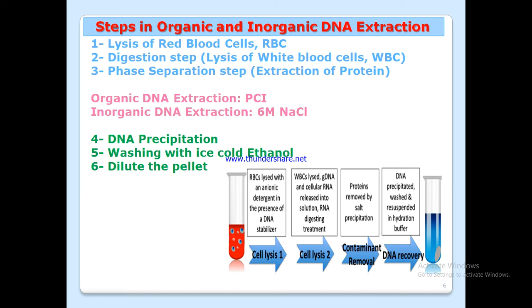Steps in organic and inorganic DNA extraction: 1. Lysis of red blood cells (RBC). 2. Digestion step: lysis of white blood cells (WBC). 3. Phase separation step: extraction of protein, organic DNA extraction (PCI), or inorganic DNA extraction with 6 M sodium chloride. 4. DNA precipitation. 5. Washing with ice-cold ethanol. 6. Dilute the pellet.